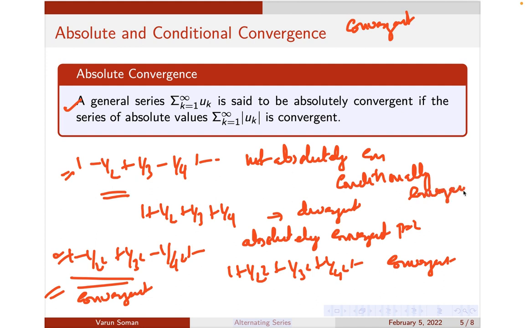What is a conditionally convergent series? A series which is convergent but is not absolutely convergent is called a conditionally convergent series, because it needs those negative terms, only then will it be convergent. For example, this series is convergent, but its absolute term series is not convergent, so we will say that this series is conditionally convergent. But in the example of this other case, this series is convergent and also the absolute terms are convergent. For them we will call them absolutely convergent series. So these are some simple notations regarding convergence.